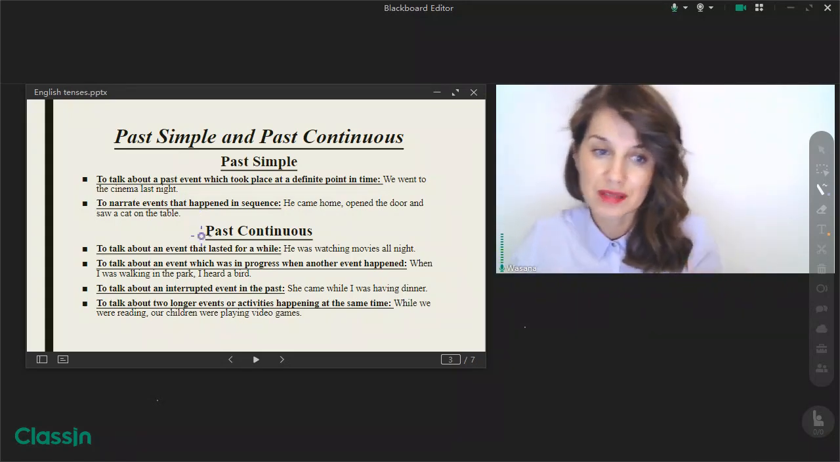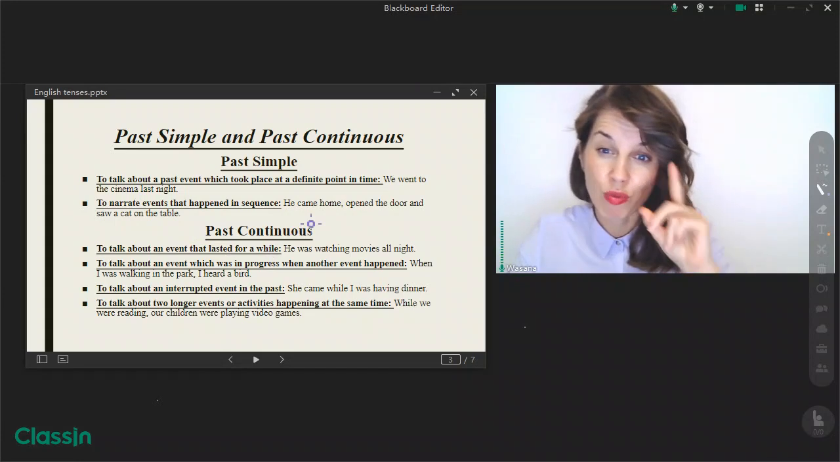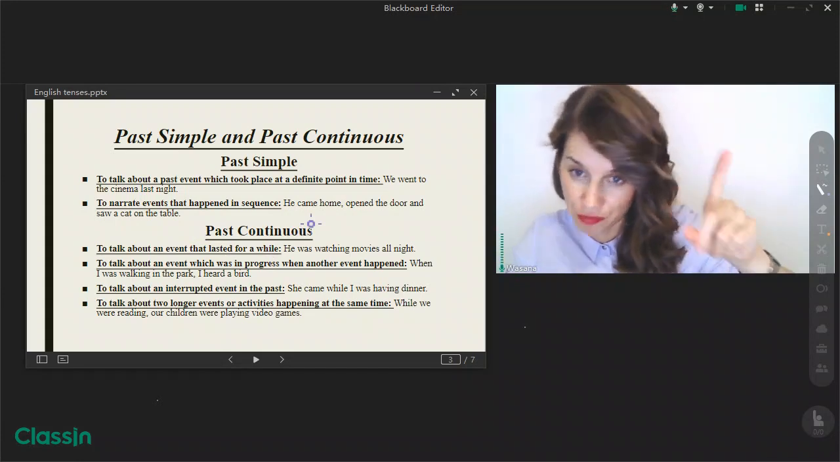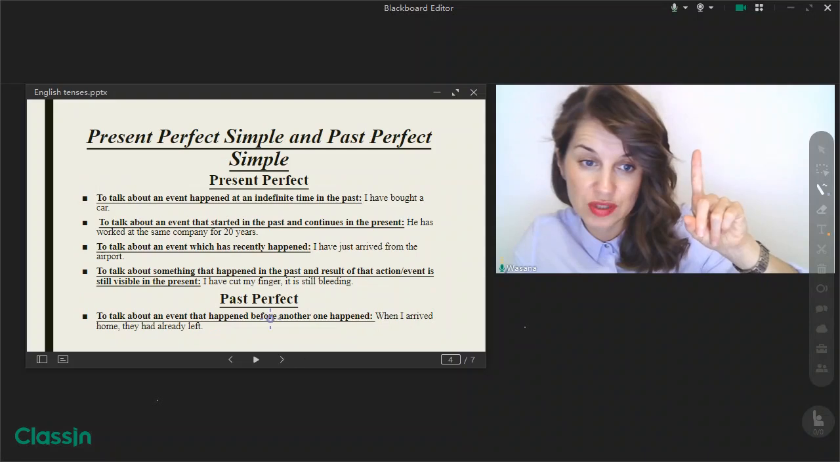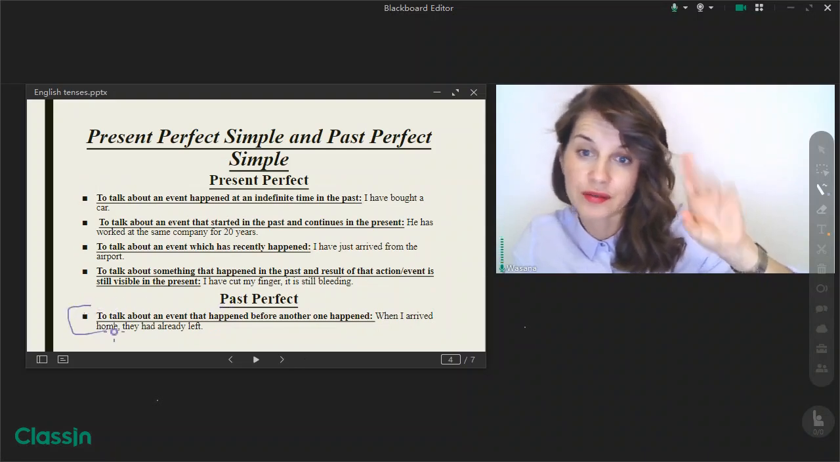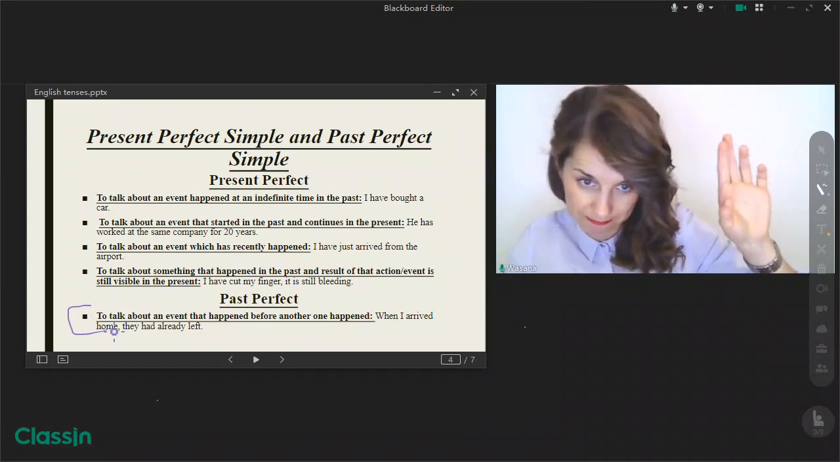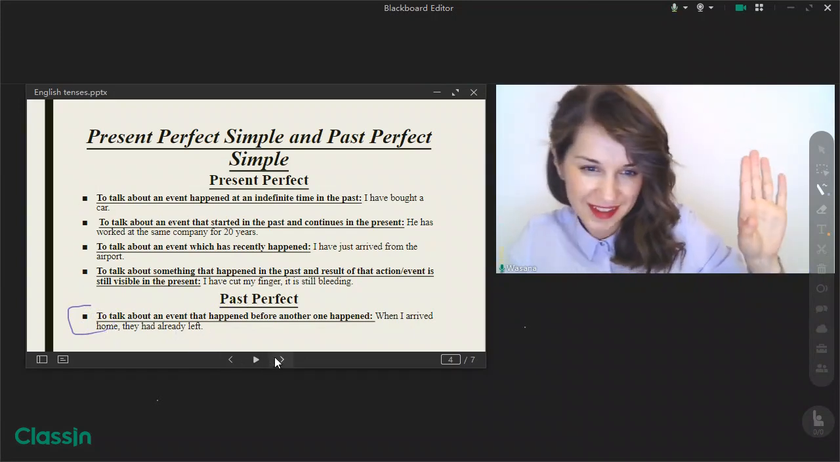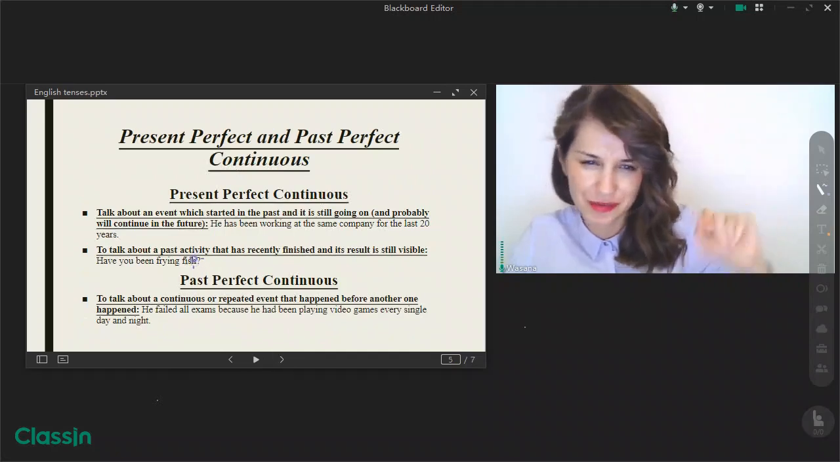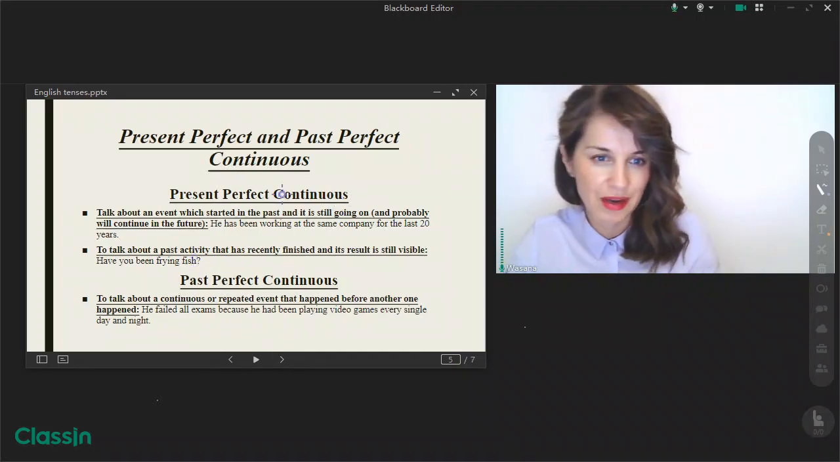When we use past simple and actions in sequence, one person performs different actions, and when we use past perfect, there are two or more people performing different actions. I hope this was clear. Let's move on. Present perfect and past perfect continuous, getting better and better.